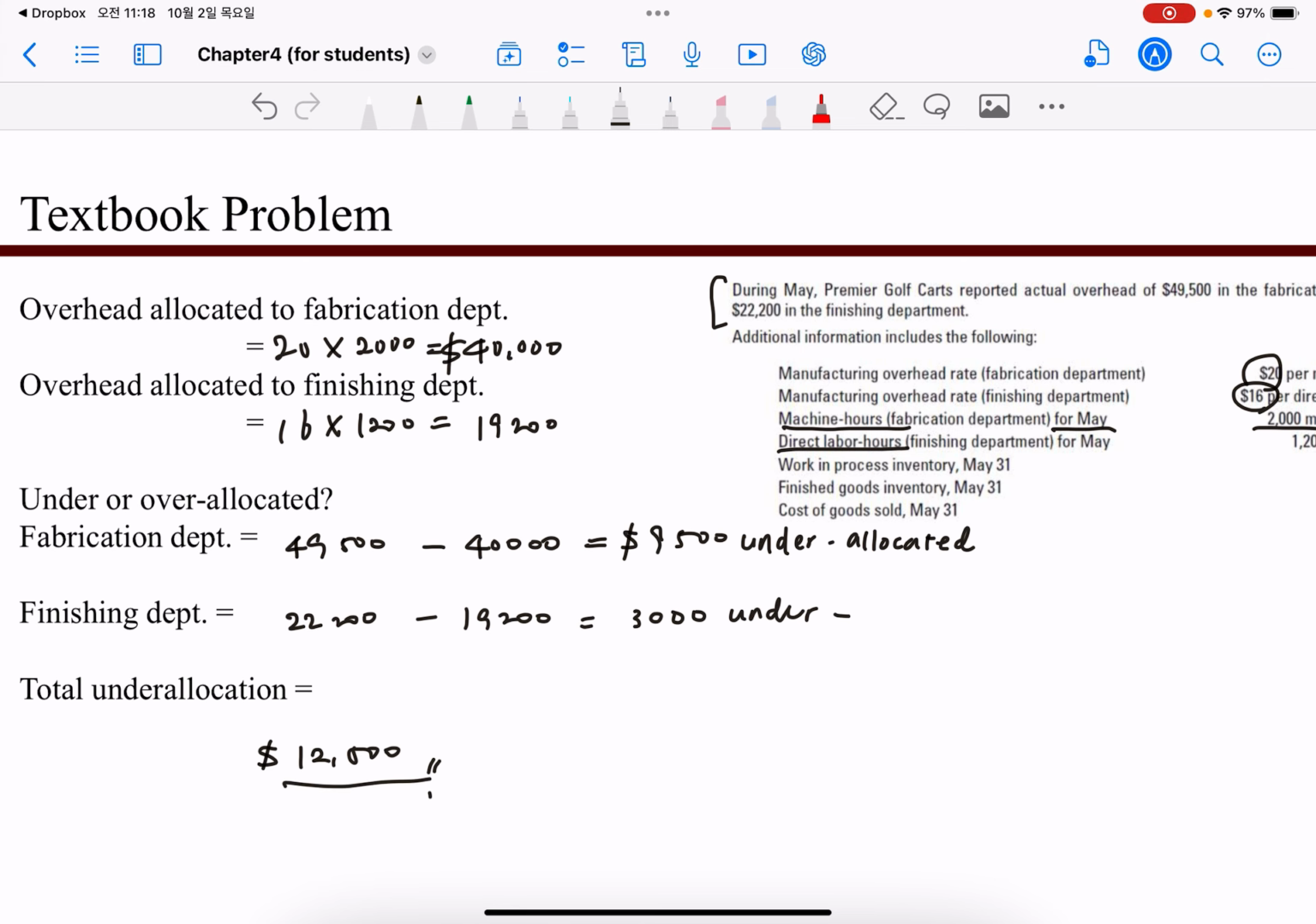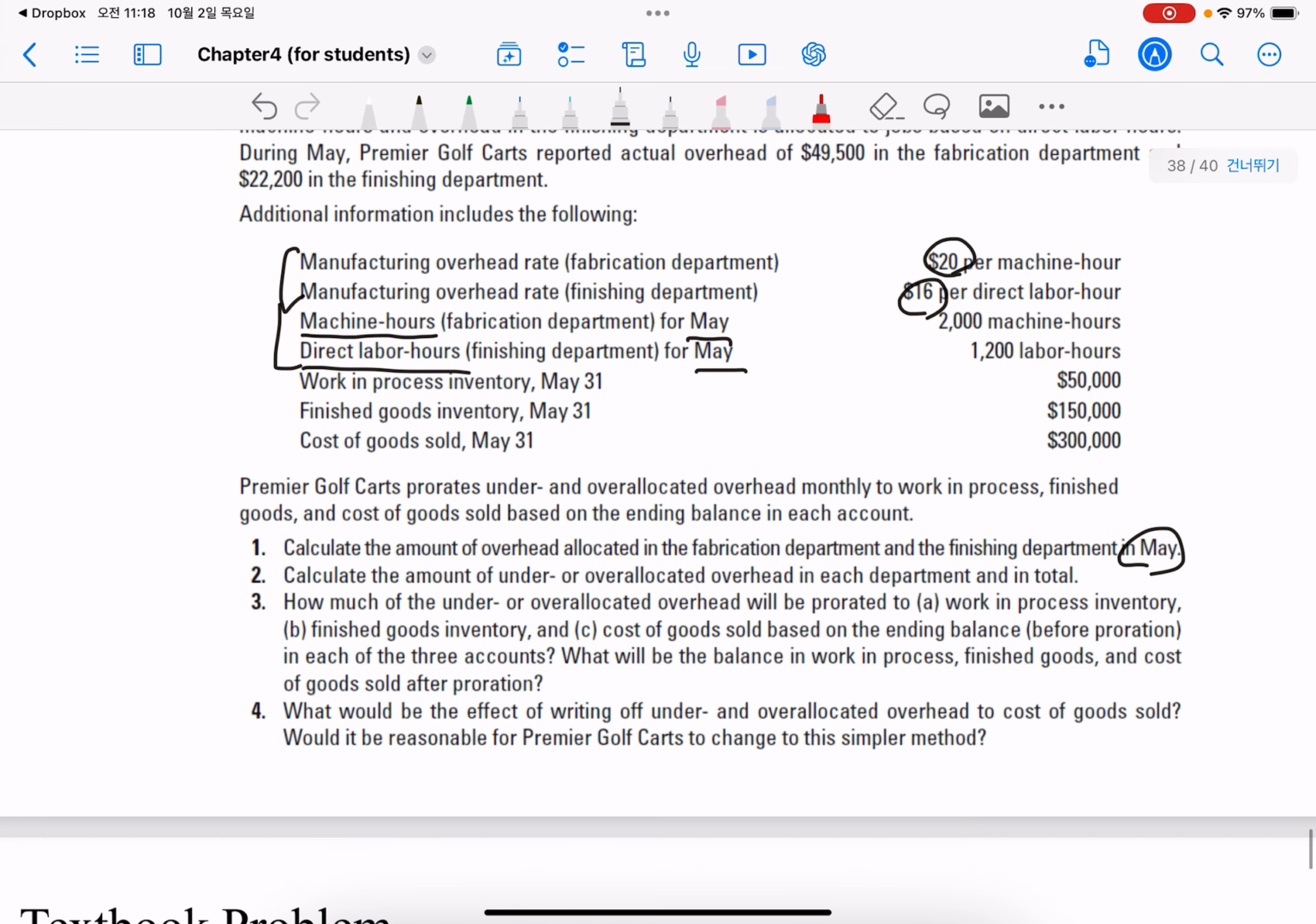And this is what we want to adjust, right? So if we look at number 3, we want to prorate based on the account balance. In class, I've shown you 2 ways to prorate, which is to use the MOH applied before proration or the account balance itself. And this is using the second approach that I've shown you. And then the question is, what will be the balance after proration, right?